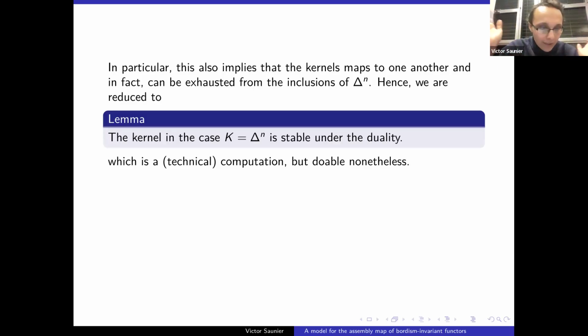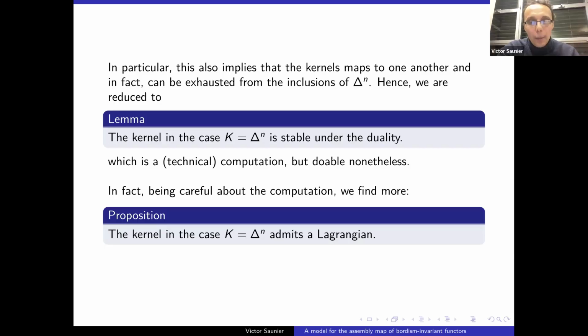Now this is, I mean, just a computation. You have to understand what the kernel looks like and look inside of it and check that indeed the duality does what it's supposed to do. I don't think I have any insight to bring here. But the upshot is actually much better.